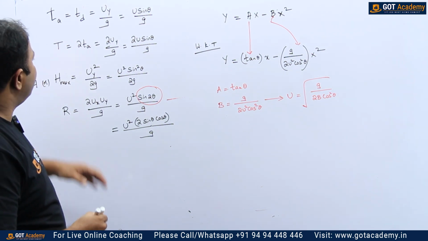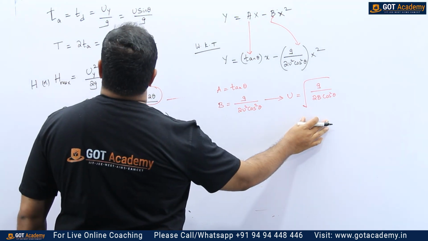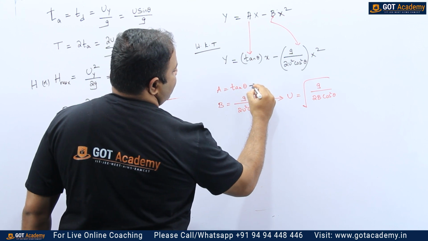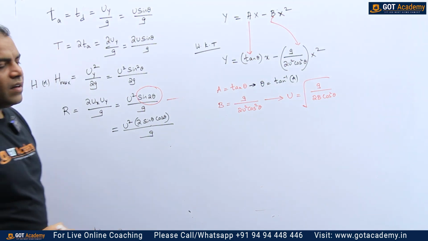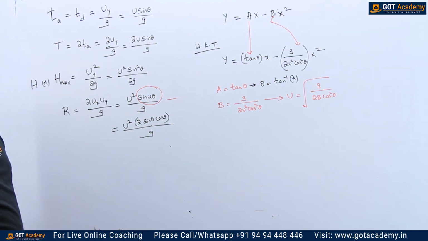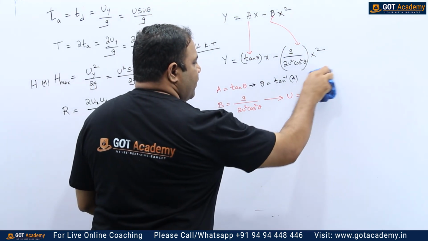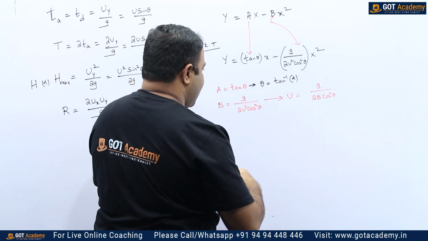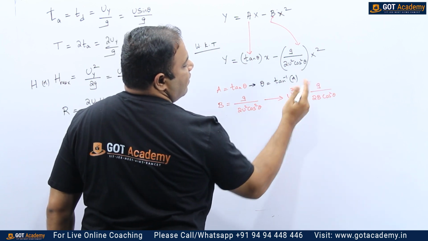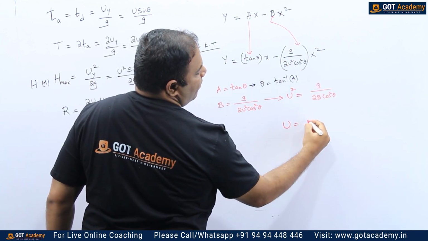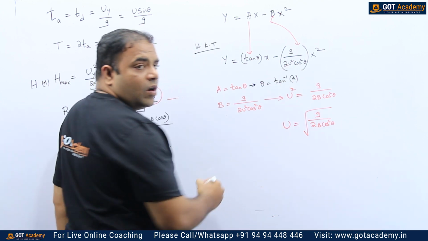Now, we have to find out each and everything. You got this u value, right? From this, what is theta? Theta is equal to tan inverse of a. So, we got these a and b values like this. If I remove this square root, u square is equal to g by 2b cos square theta. This is the value I get, my dear children.